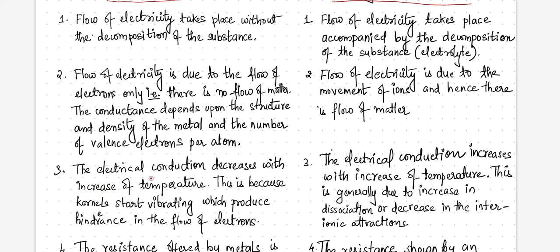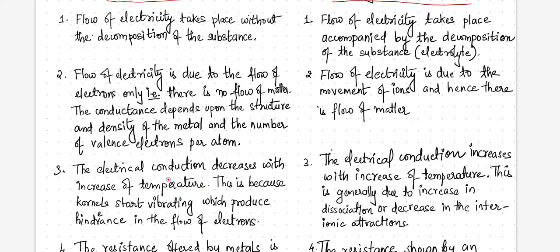Now, the third difference: electrical conduction changes with increase in temperature. In metallic conductors, the conduction decreases with increasing temperature. In comparison to that, in the electrolytes, the conductivity increases with increase in temperature. So why is there a difference like this?